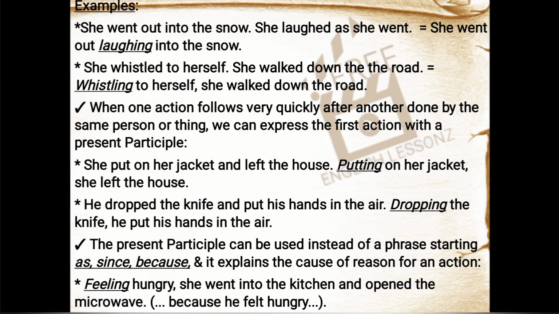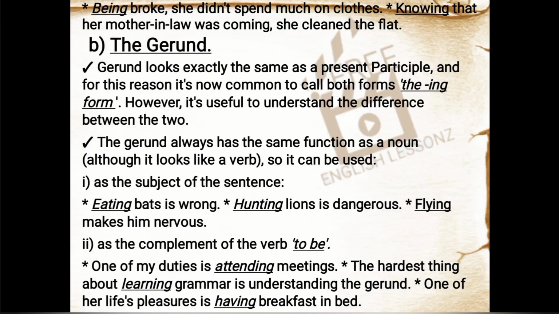The present participle can be used instead of a phrase starting with as, since, or because, and it explains the cause or reason for an action. Examples: feeling hungry, she went into the kitchen and opened the microwave. Because he felt hungry. Being broke, she didn't spend much on clothes. Knowing that her mother-in-law was coming, she cleaned the flat.